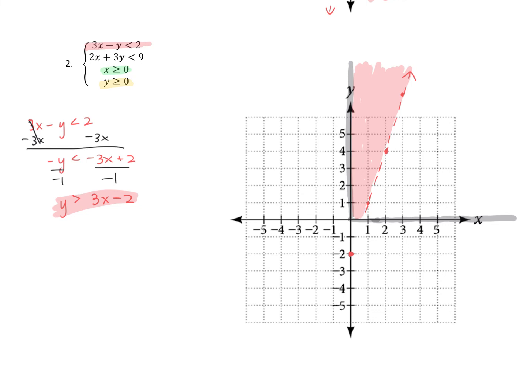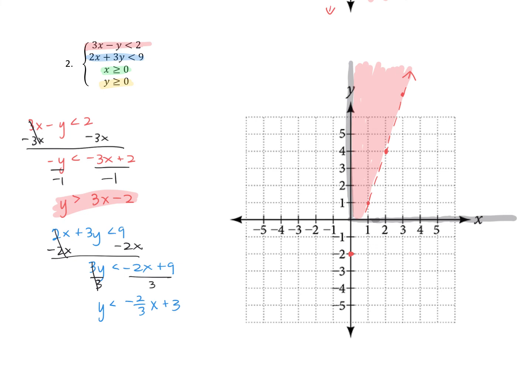Now I'm going to go to the next inequality. The 2x plus 3y is less than 9. And I'm going to do the same thing there. So 2x plus 3y is less than 9. I'm going to solve for y. So minus 2x from both sides. I get 3y is less than negative 2x plus 9. Divide by 3. So y is less than negative 2/3 x plus 3.